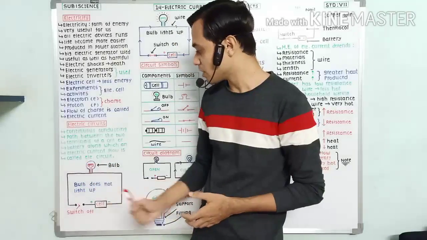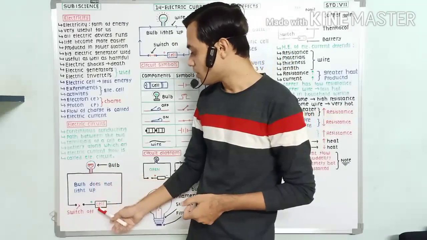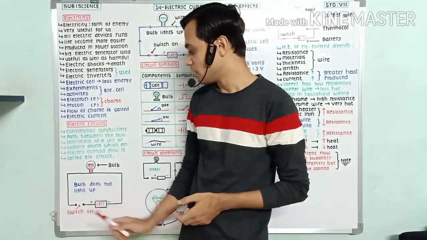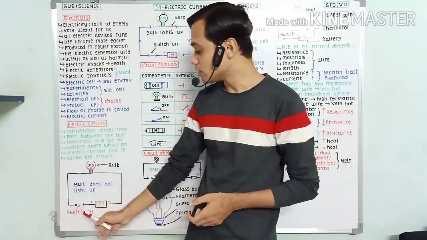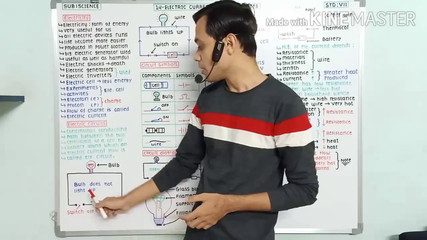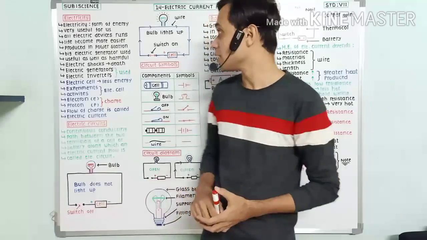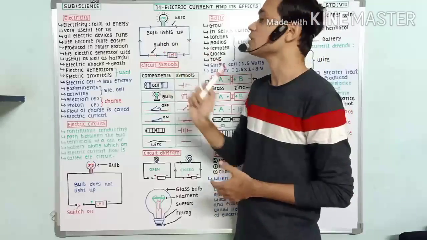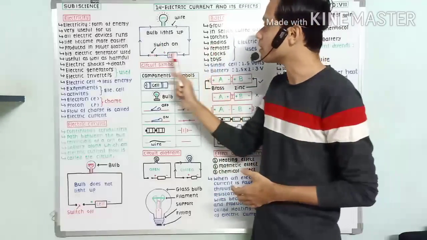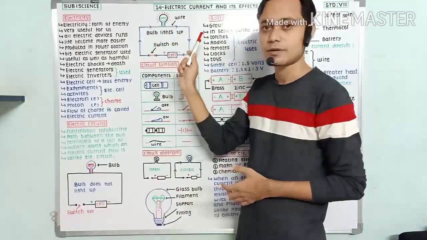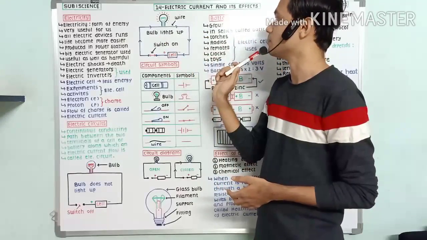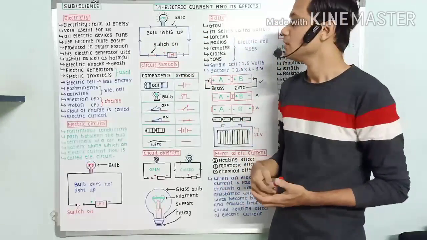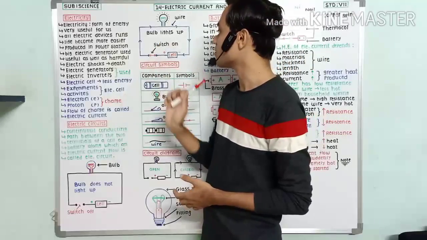The path of the electric current flow is called an electric circuit. In this figure you can see that there is a bulb, battery and switch, and this is a conducting wire. Here the switch is off, that is the reason why the bulb does not light up. But in this figure you can see that the switch is on, right? So the current is flowing through the circuit. It means that the bulb lights up when the switch is on. So this is about the electric circuit.